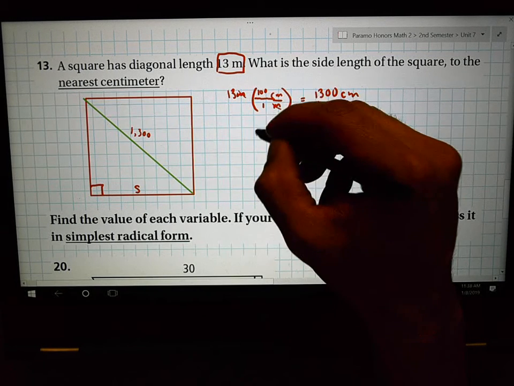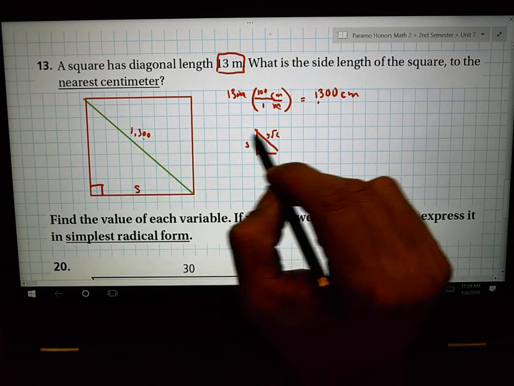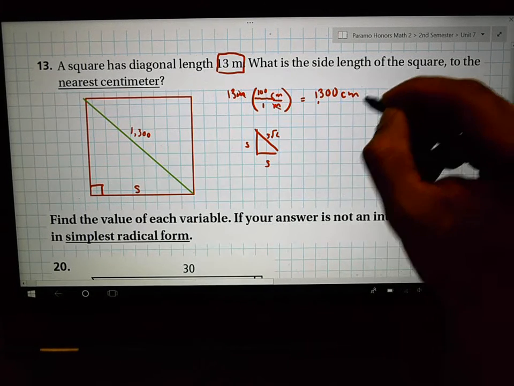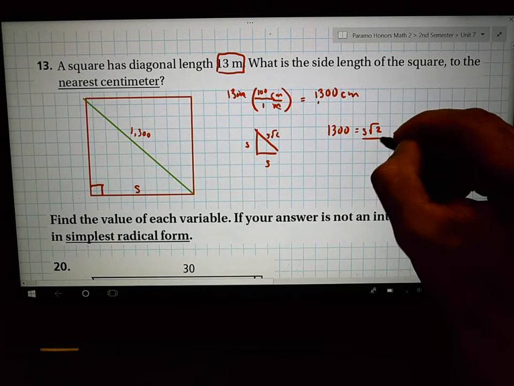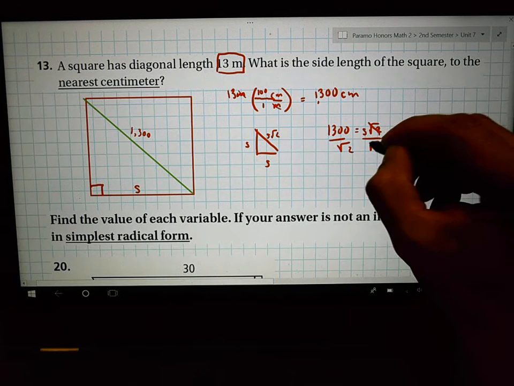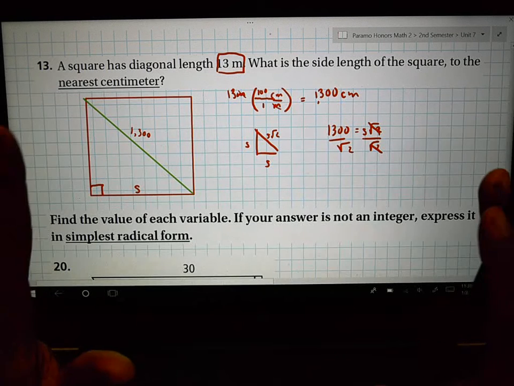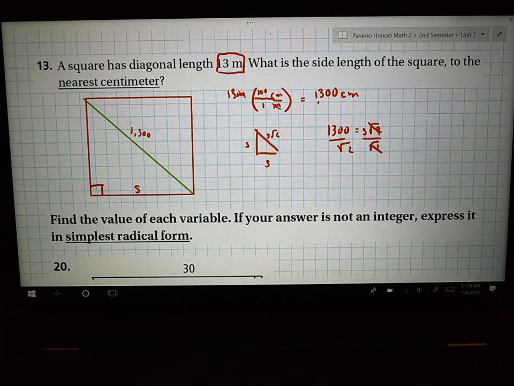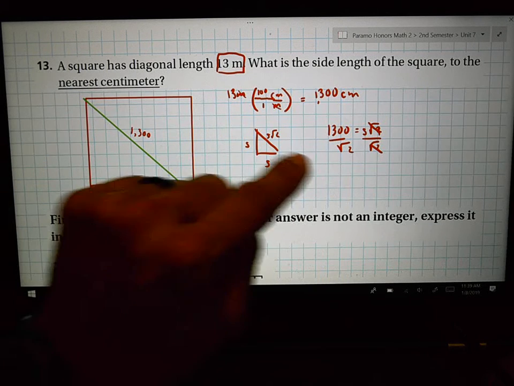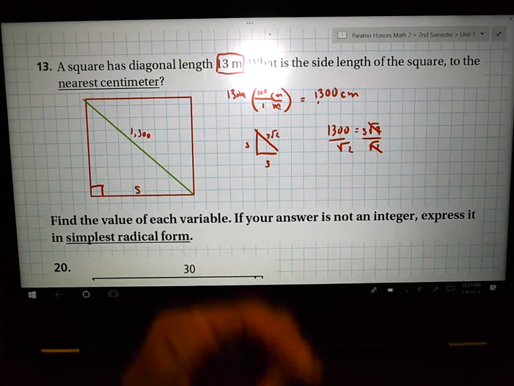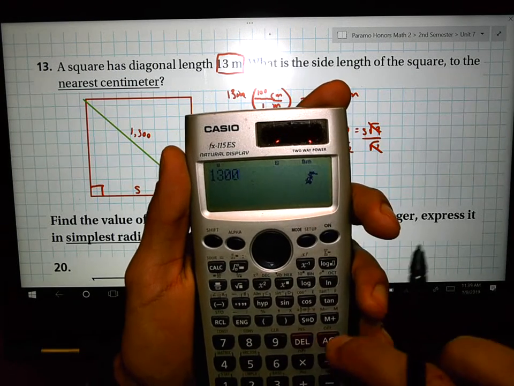Let me just kind of draw that out. S root 2. The 1300 is on the S root 2 side. If I want to know what S is, I have to divide by root 2. Now it says nearest centimeter, so I would not rationalize this. There's no reason to rationalize when it says nearest centimeter. You're going to need to use a calculator for a decimal approximation anyways. So I would just take this to my calculator, 1300 divided by the square root of 2.